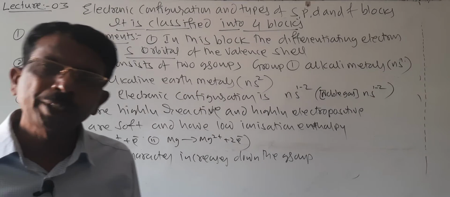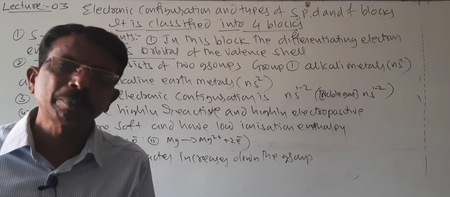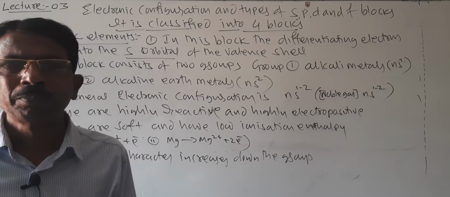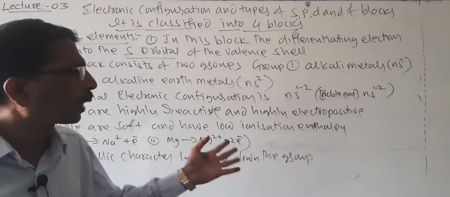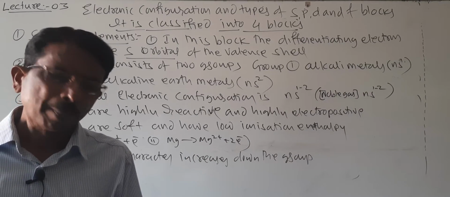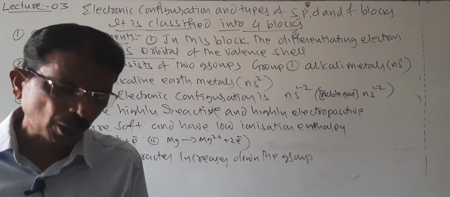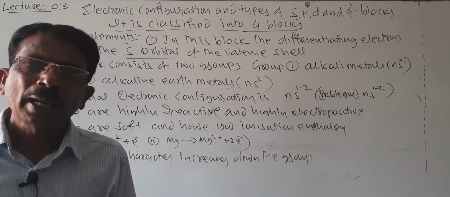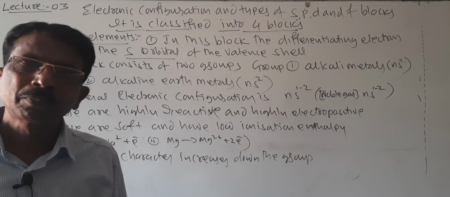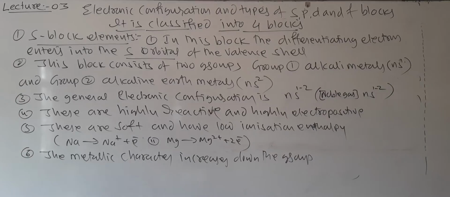So first group you know it, lithium, sodium, potassium, rubidium, cesium, francium. And the second group, alkaline earth metals, you know it, so beryllium, magnesium, and then calcium, strontium, and then the next one barium, and then radium. So these are all the groups which are present in it.